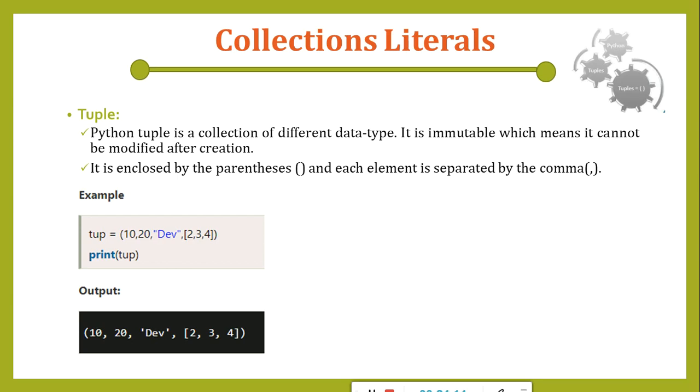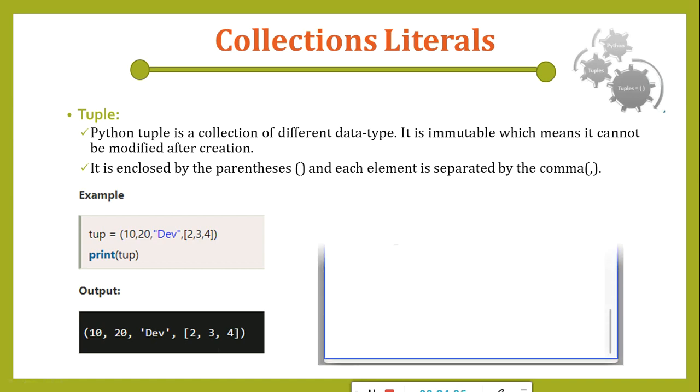So here, in round brackets, different values are separated by commas. This is the representation of a tuple. Therefore tup is the variable whose data type becomes tuple, which is a collection literal. If we try to print this tuple, we can see every value separated by commas, printed within parentheses.